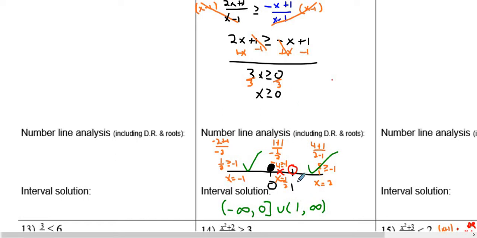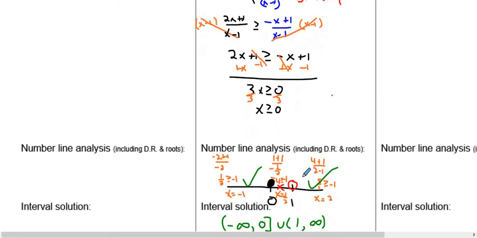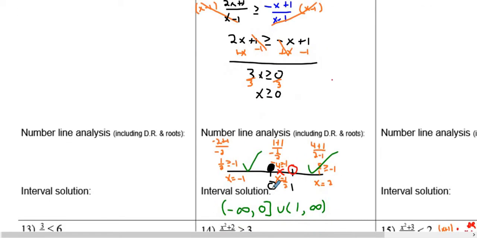And this is why I wanted to make sure I went over it, because it's interrupted by the domain restriction of 1. So the domain restriction is that x is not allowed to equal 1, and that has to go on my number line analysis with the 0. So the 0 gets a solid dot, the 1 gets an open dot, and then I start checking. I'm going to use -1. You can use 10, whatever you want to do.